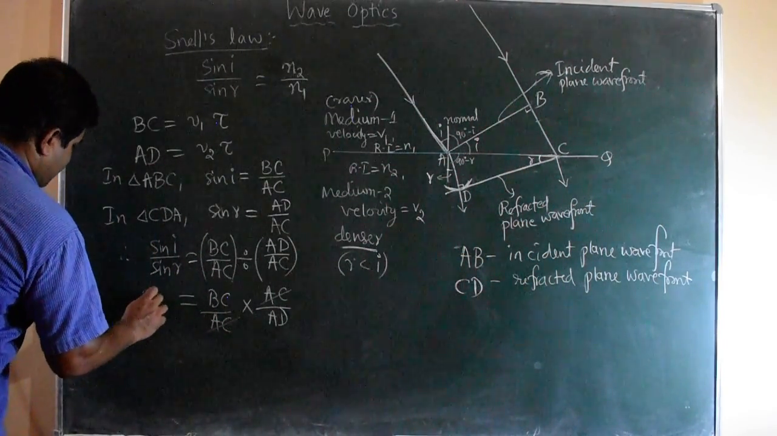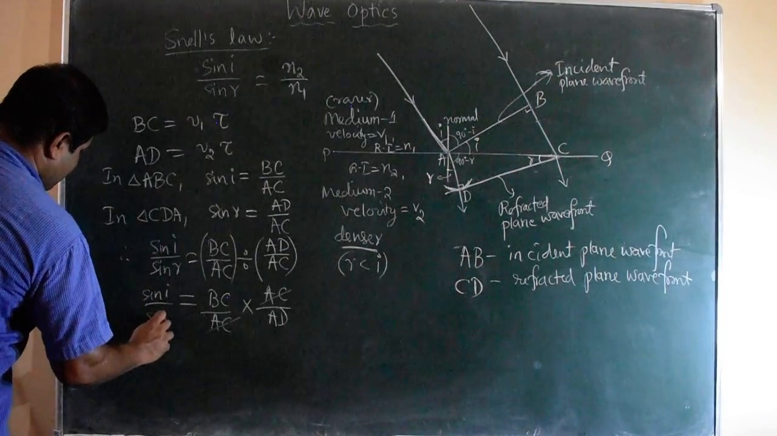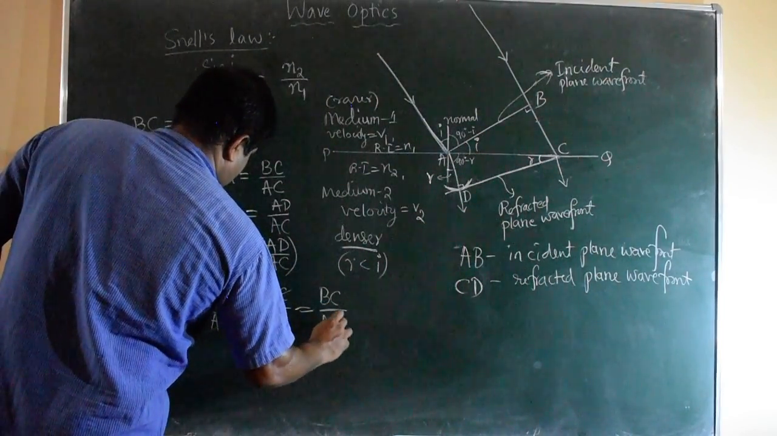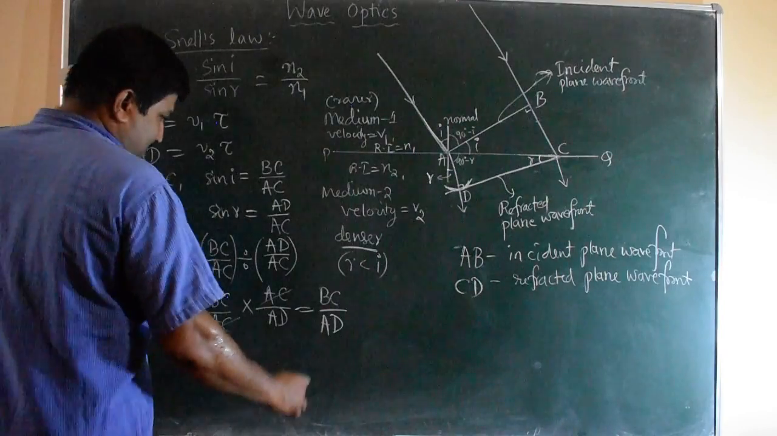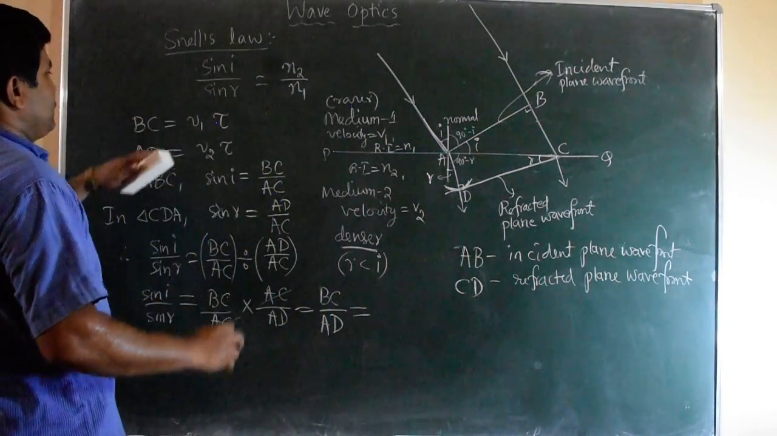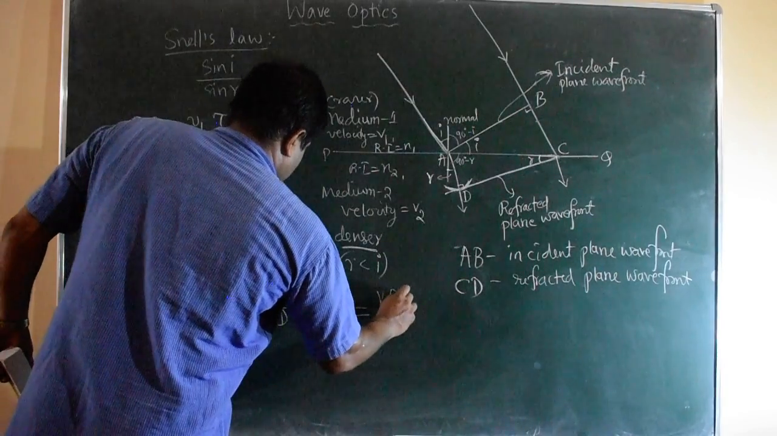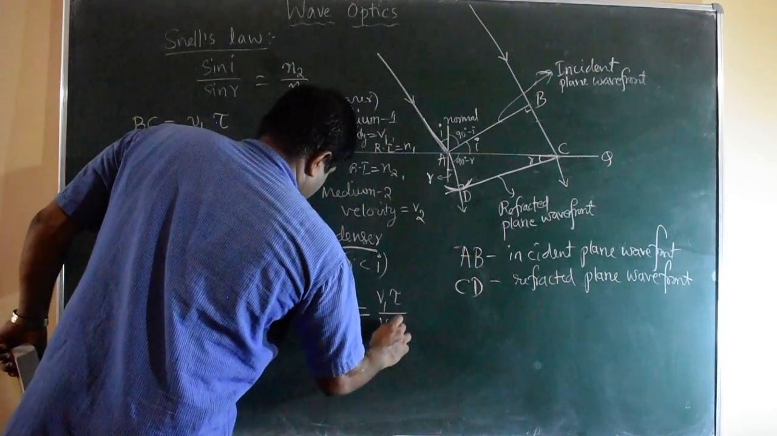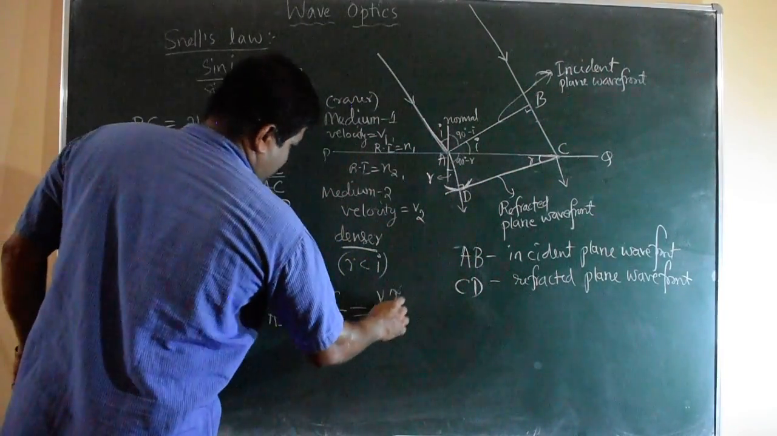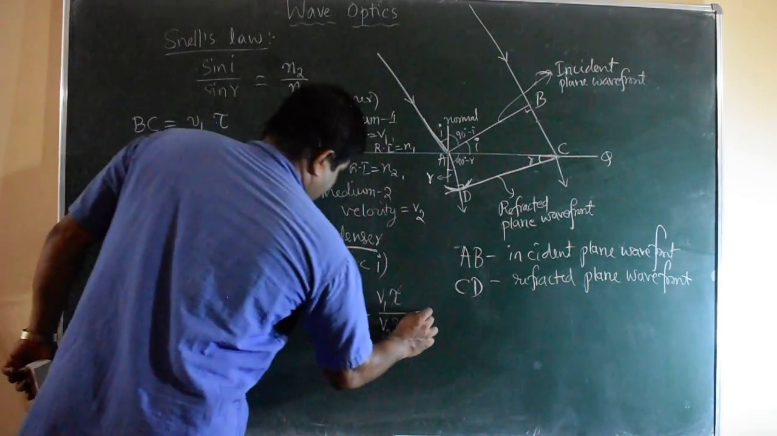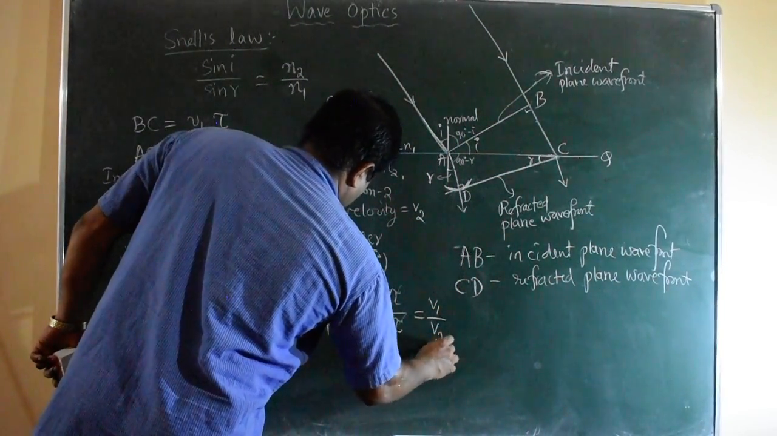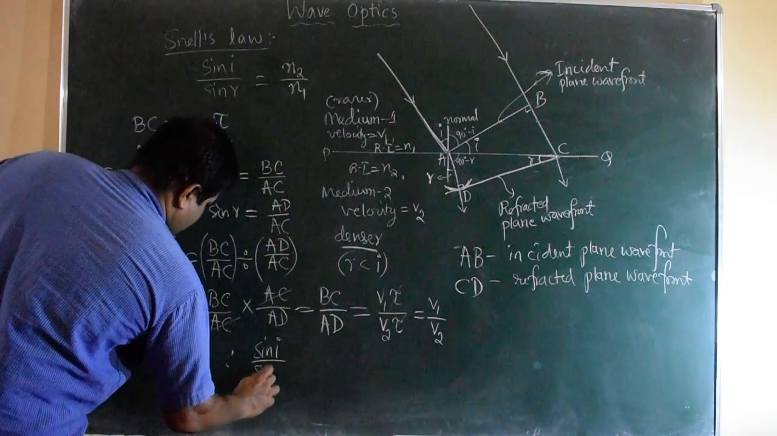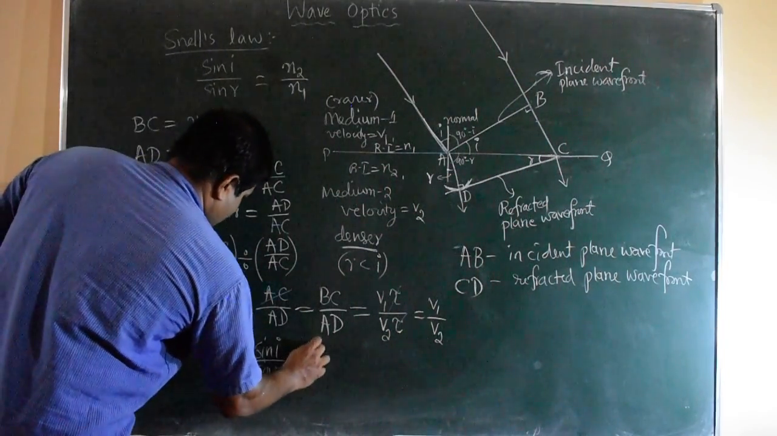So now sin I by sin R we get as BC upon AD. BC is V1 tau divided by AD, which is V2 tau. Again the same time duration, tau and tau cancel. Then I finally get V1 by V2. So lastly I can write sin I by sin R equals V1 by V2.